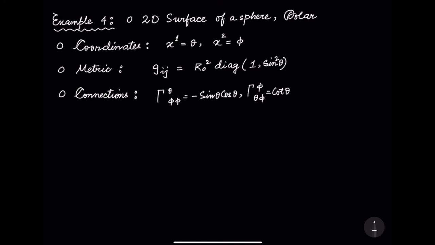So both of them depend on theta because Gij depends only on theta. Now what is the closed curve that I will choose on the surface of the sphere? Remember that we want the closed curve also to be a coordinate line.